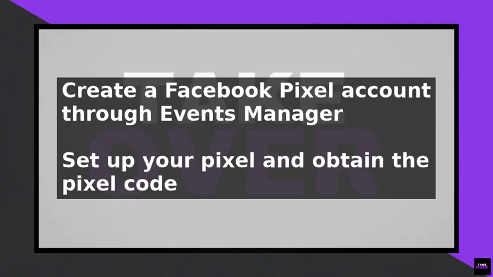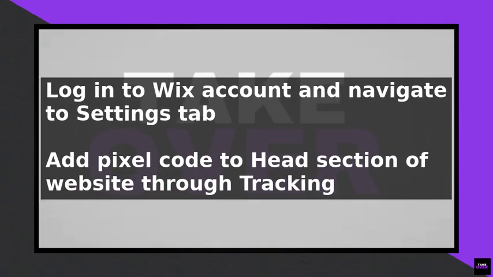your Wix website. To add the pixel code to your Wix website, log into your Wix account and navigate to the Settings tab. From there, click on Tracking and Analytics, and then click on New Tool. Select Custom and then paste the pixel code into the box provided. Make sure to add the code to the head section of your website.